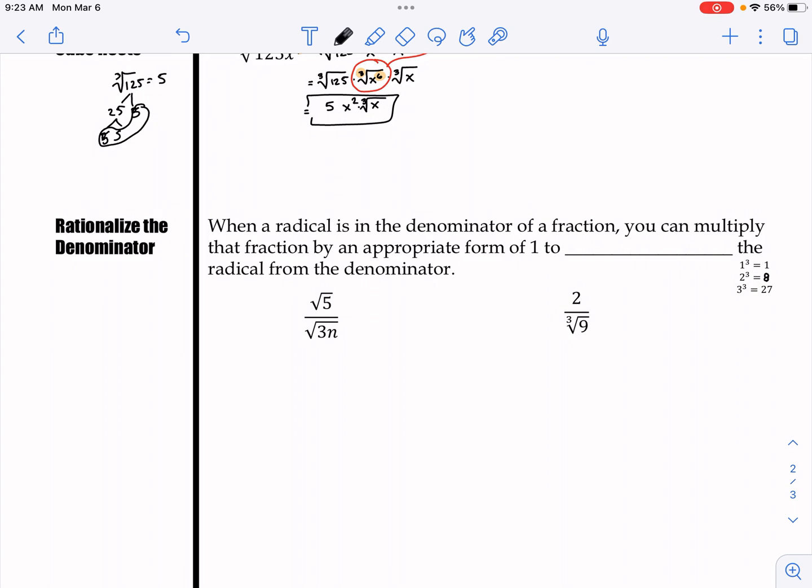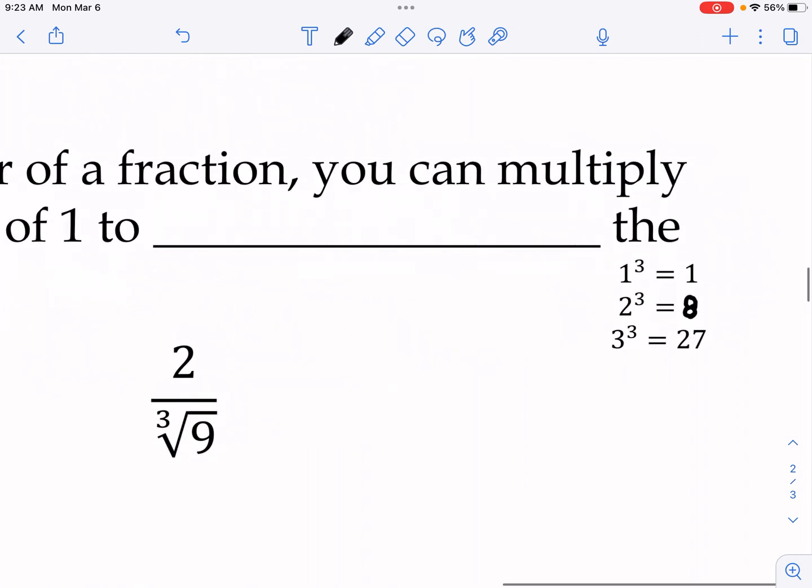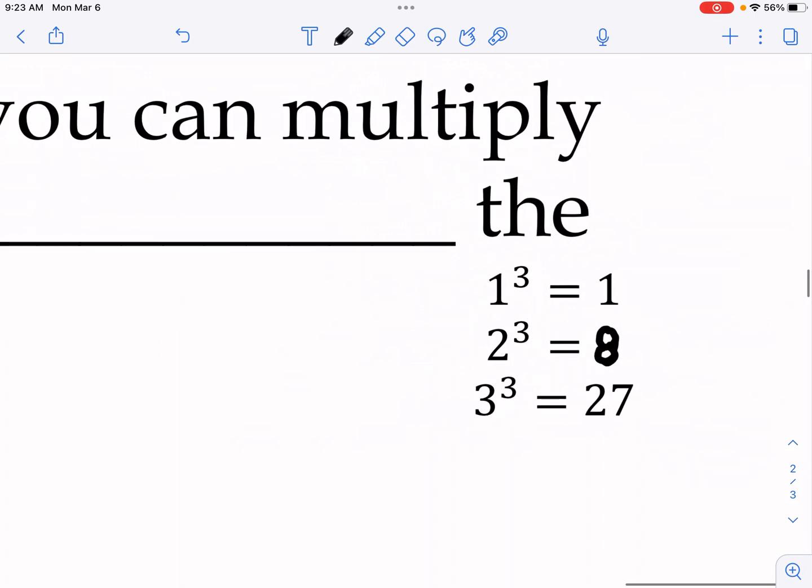Okay, there was a mistake here. I did decide to write a couple of cubes. So 1 cubed is 1, 2 cubed, I made a mistake. I put 9, going to put 8. And 3 cubed, 3 times 3 times 3 is 27. We'll get to that later.